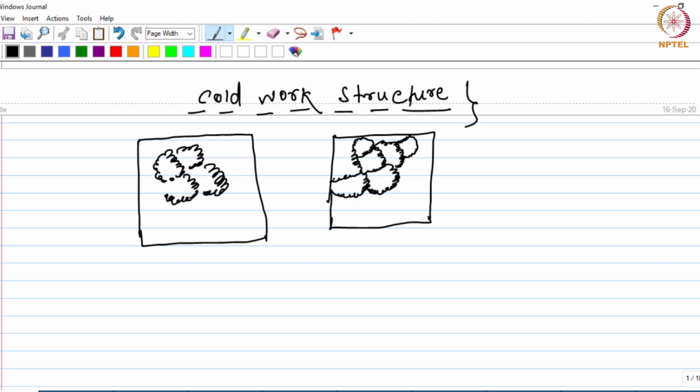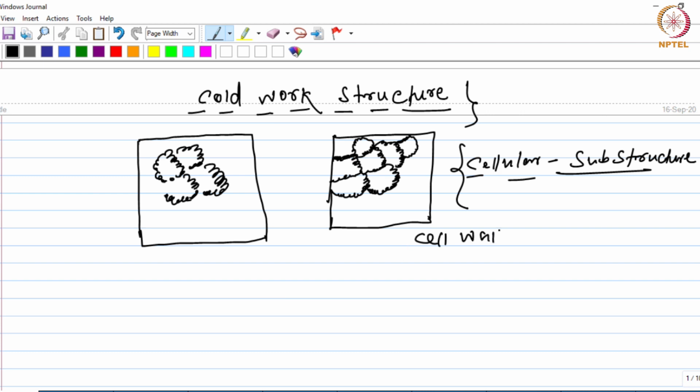Something like this, having distinct boundaries between them. So this can be called as dislocation substructure or cellular substructure, where the cell walls are made of high density dislocation tangles.